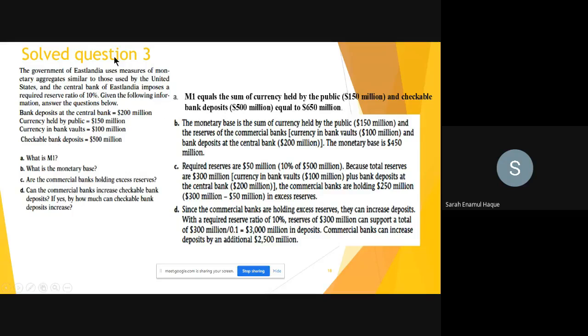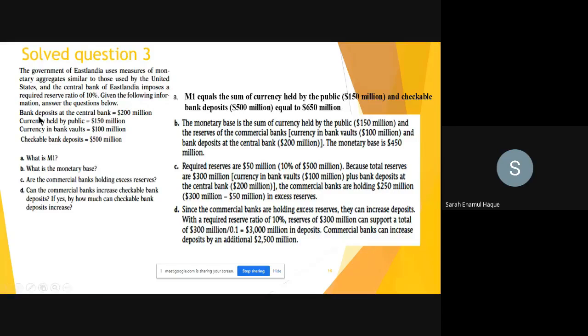Okay, so I'm reading out the question. This is solved question number 3. The Central Bank of Islandia imposes a required reserve ratio of 10%. Given the following information, answer the questions below. So the information we have is number 1: the CRR is 10%, or 0.1.